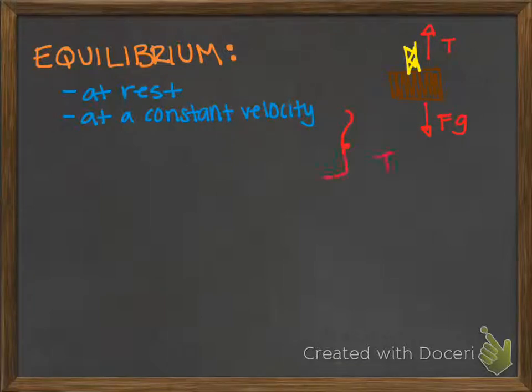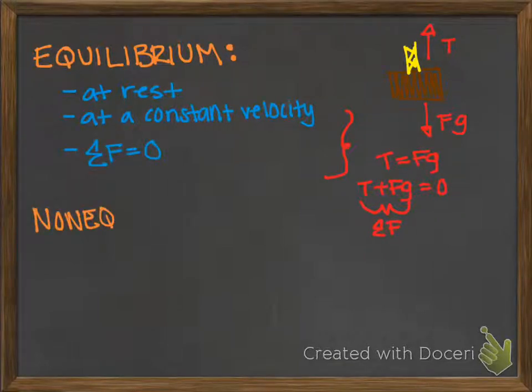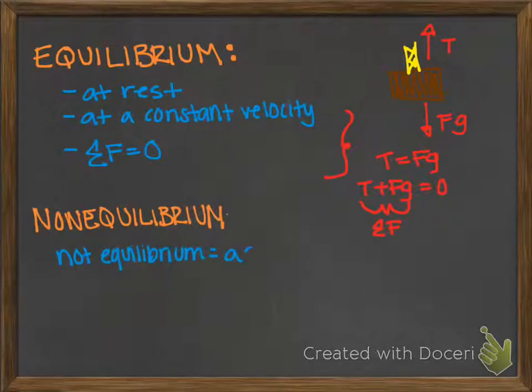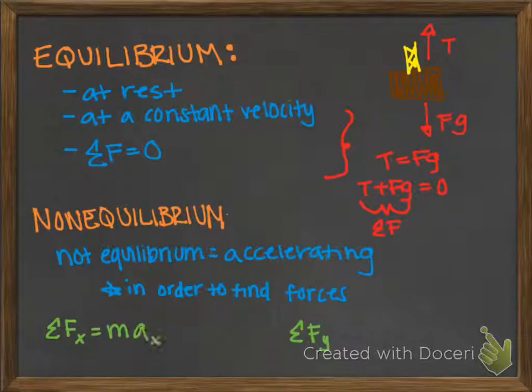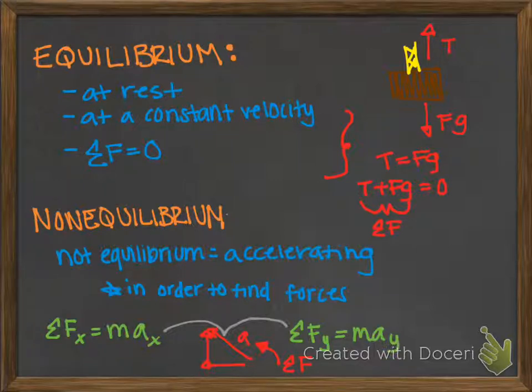So if we have a box being pulled, then the tension has to equal the Fg if it is in equilibrium. Equilibrium, again, just means at rest or at constant velocity. So this just means that the net force is also equal to 0. Now, non-equilibrium, which is what we're going to learn right now, just means that there is acceleration happening in that object. So in order to find the force, you just need to find the x and y components and then put them together to find the magnitude, and then you can find the net force.